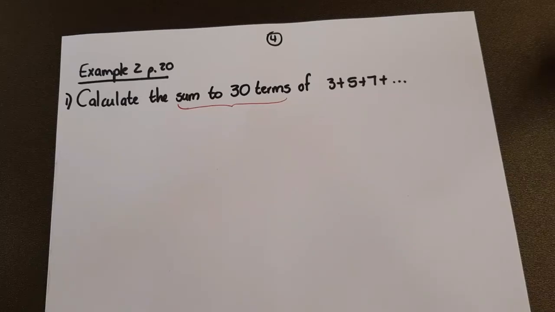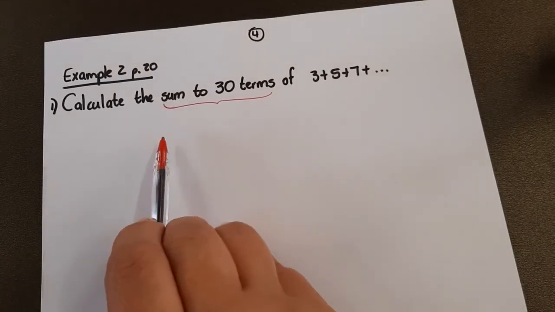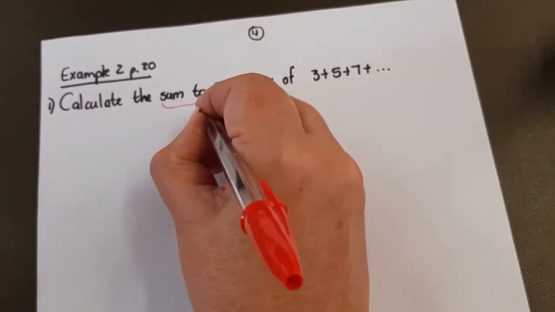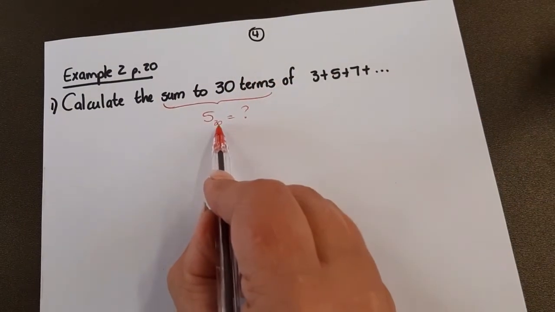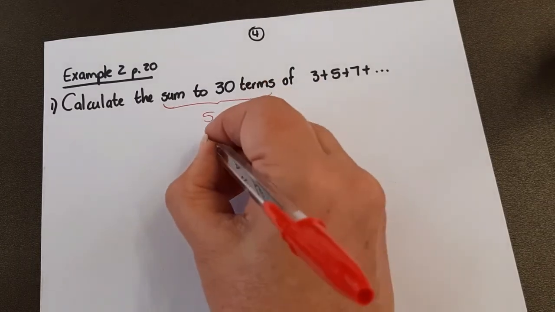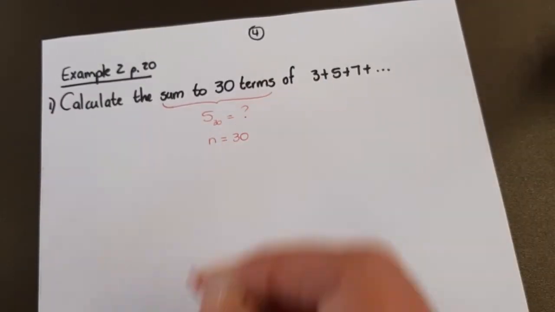I'm now going to do the first three examples on page 20 of your textbook. So let's look at our first question. Calculate the sum to 30 terms of 3 plus 5 plus 7. Right. Calculate the sum to 30 terms. So we want S of 30. And because we substituted the 30 there in n's place, we already know that n is 30.